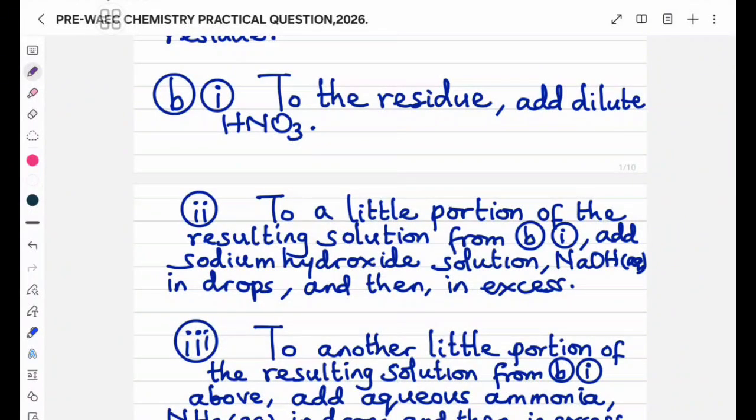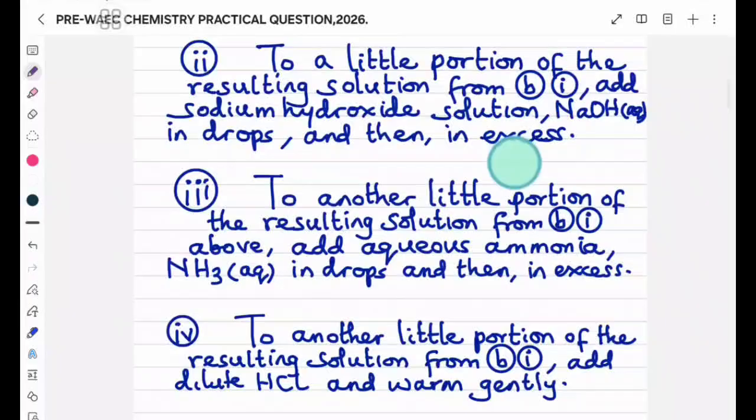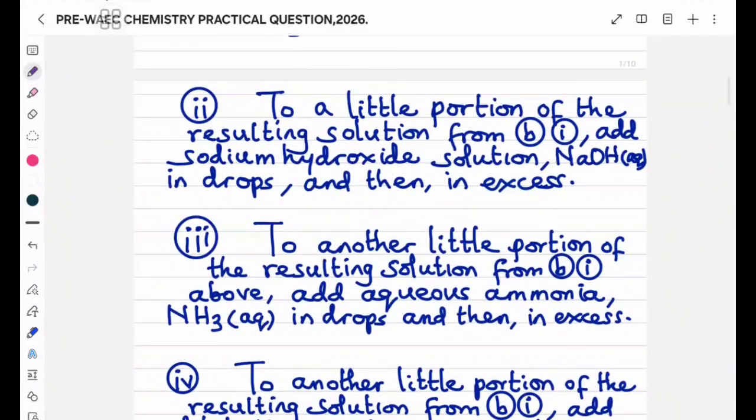Don't forget that the reason why we are adding dilute HNO3 to the residue, as I explained, is to prepare a solution of the residue for the subsequent tests that will be carried out on it. The subsequent tests will be carried out on the solution of the residue. But since it does not dissolve in water, then we need to add an acid to dissolve it. We call it acid digestion, to dissolve the residue so as to get a solution of it. Now, a little portion of the solution is to be taken. Now, let me say this.